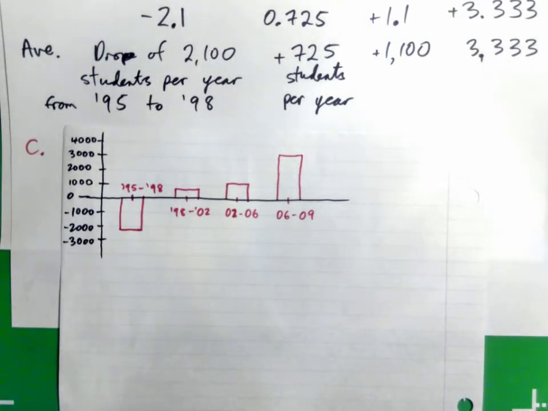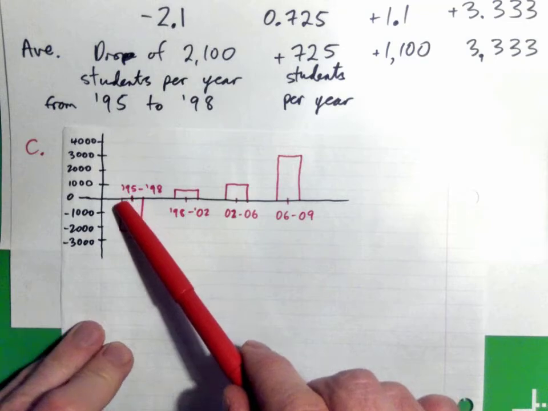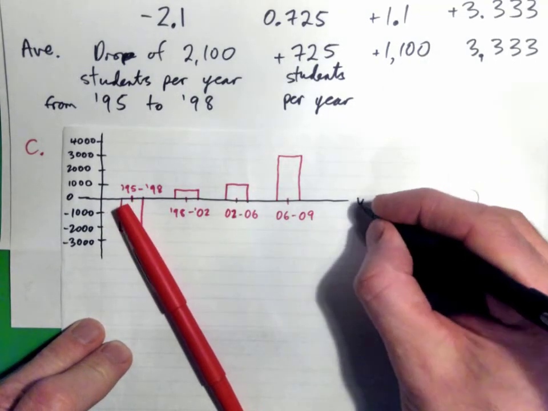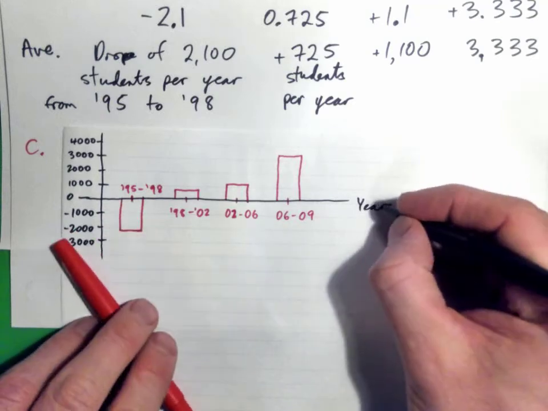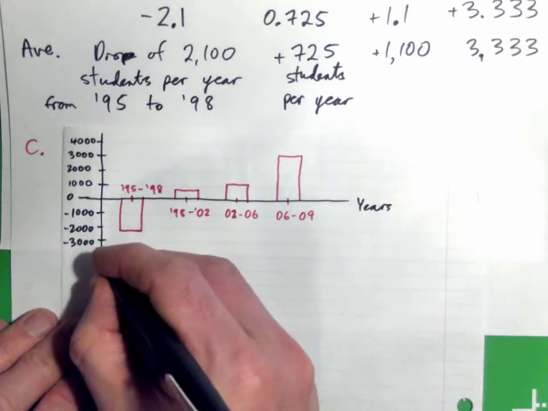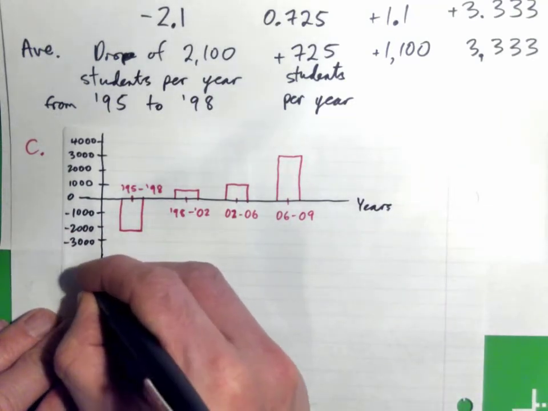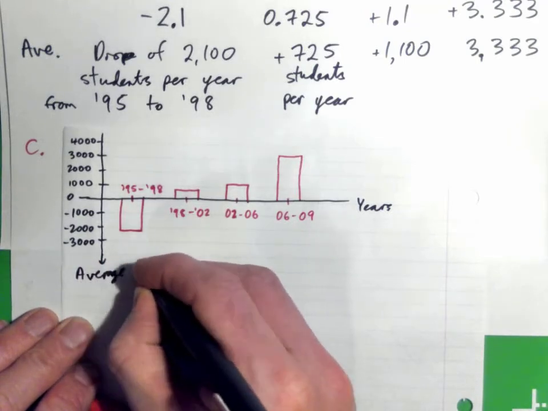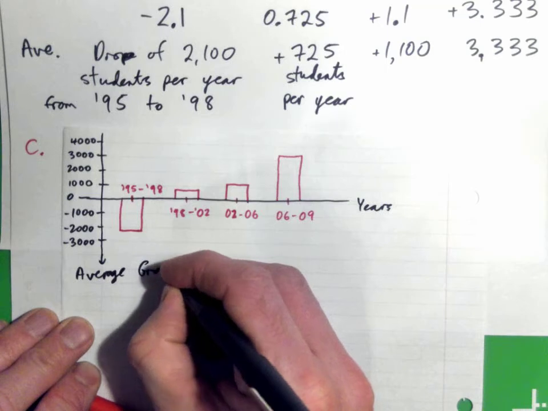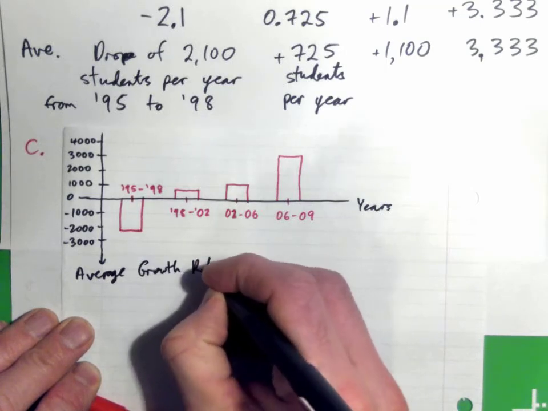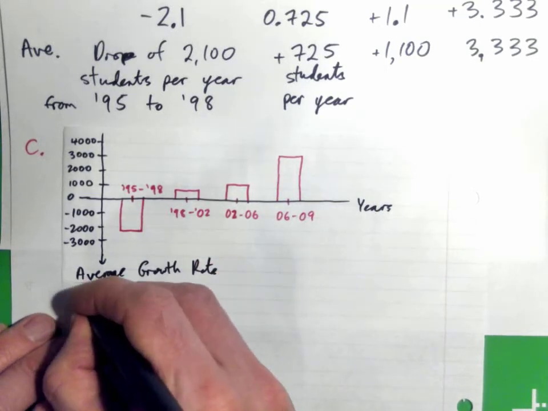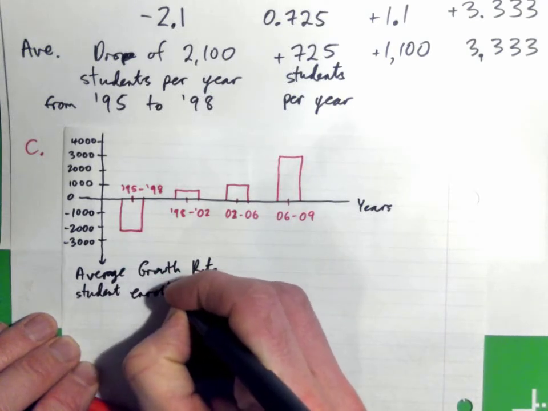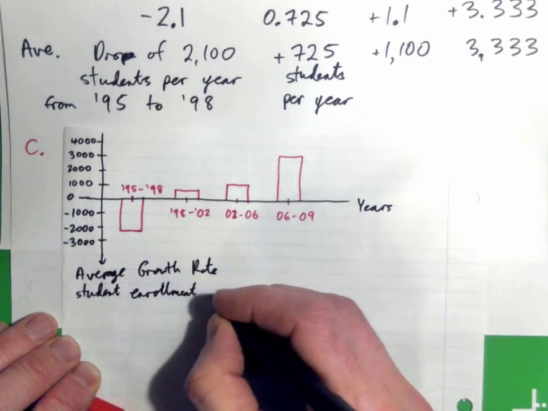And yes, the negative is represented, you can represent that with a bar that goes down into the negative. So this is the years, and this vertical axis is our average growth rate of student enrollment each year.